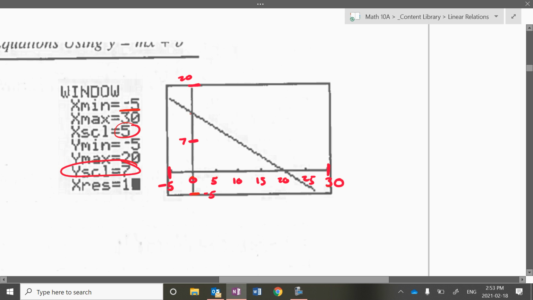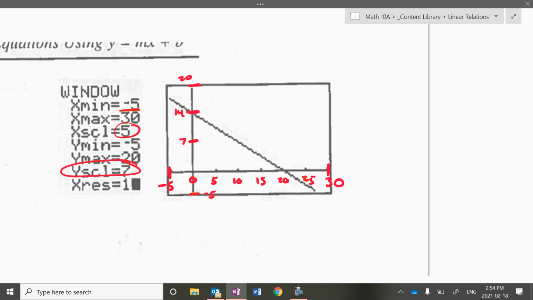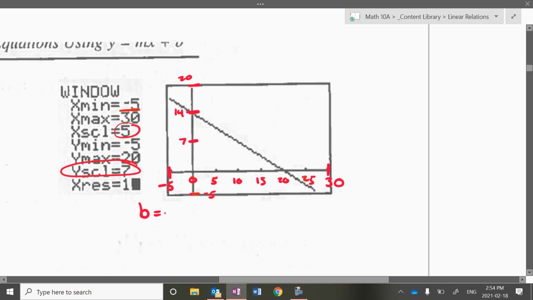We know our points where it crosses are also whole numbers. So that means this one is at 14, because they're not going to mess with you and make it like 15, which is just kind of mean and weird. And I don't love that they made it go up by 7, but that's what it's getting at. So we know from here that our y-intercept, our b value, is at 14. We know our x-intercept is at 20.